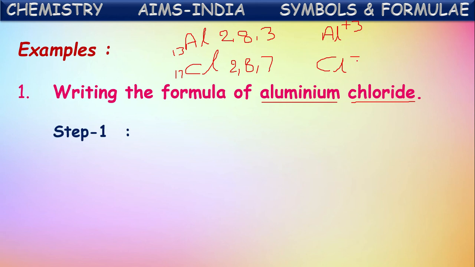Writing the positive ion followed by negative ion. So it is written here: Al+3 and next Cl−. Next, step 2, we have to eliminate the common factor, if there is any, from these charges.